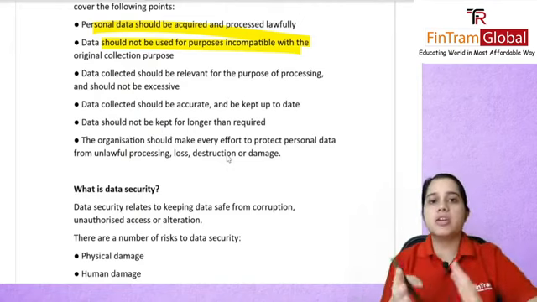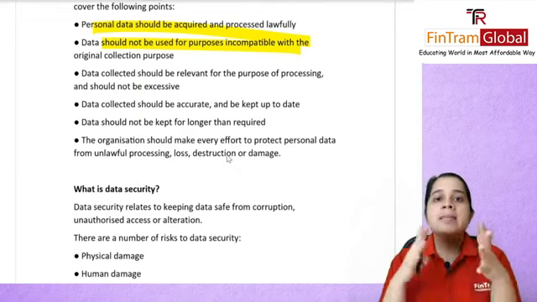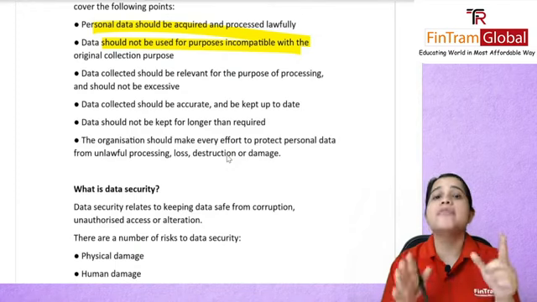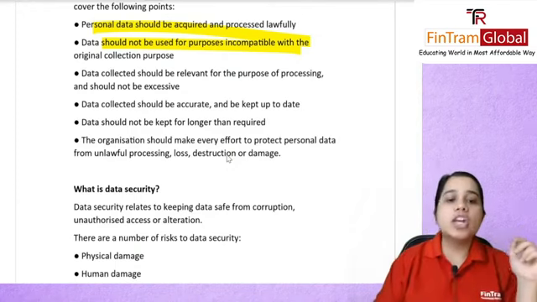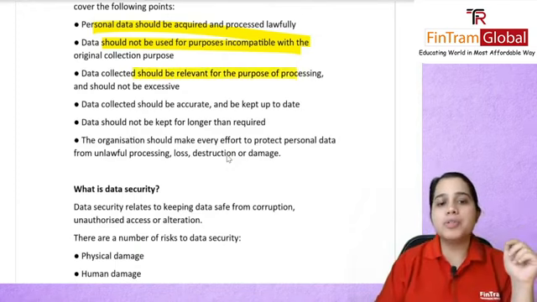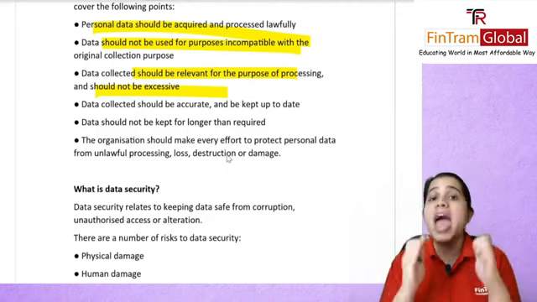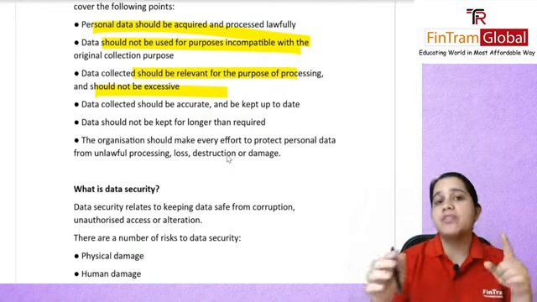So if I took this data for a particular purpose, then I should be only using it for that purpose and not for anything else. That will be considered illegal. Data should be relevant for the purpose of processing. It should not be excessive. Only take that amount of information that you actually need and not excessive information.